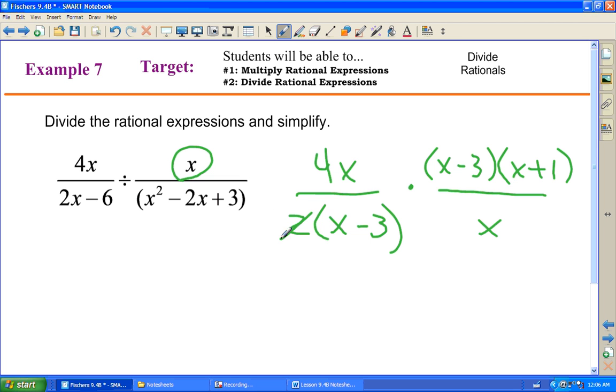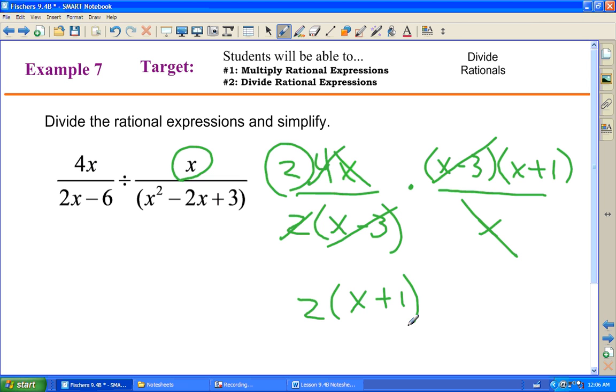First of all, the 4 and the 2 I could cancel before I even flipped and multiplied. 2 goes into 4 2 times, so leave that 2 there. X's cancel, so those are gone. X minus 3 cancels, those are gone. Really, it's going to be 2 times x plus 1. It really is that simple, unless I'm missing something there. Okay, so that's how quickly that works if the problem works out nicely. There's your final answer for that one.